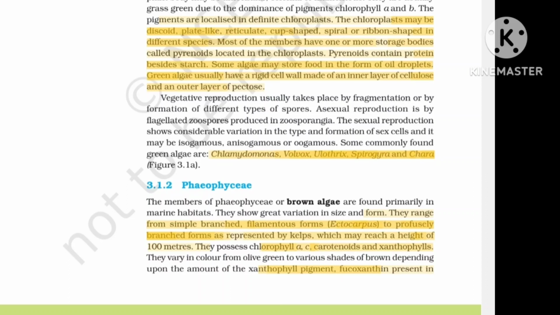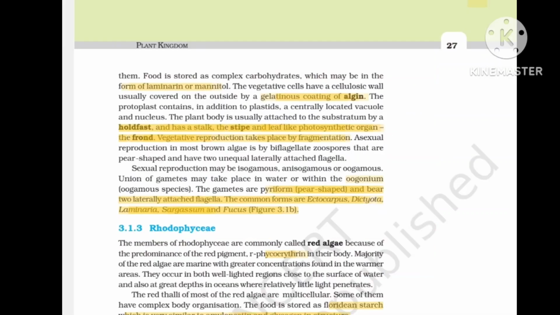Let's talk about the Phaeophyceae, which is commonly called brown algae, mostly found in marine habitats, and they have chlorophyll a, c, carotenoids and xanthophylls. They occur in simple branched filamentous forms, for example Ectocarpus, and profusely branched forms, for example kelps. They vary in different colors depending upon the pigments of xanthophylls, and their food is stored as a complex carbohydrate in the form of laminarin or mannitol. They have a gelatinous coating called algin.